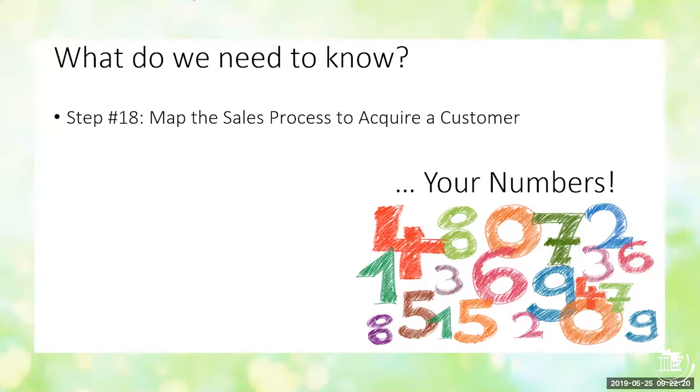Again, just like LTV, your numbers from this entire process are going to go into play for your COCA. But most importantly, the previous step, step number 18, mapping the sales process to acquire a customer, is going to be the lead up to the COCA in combination with that LTV. And all of those calculations, formulas, and steps to determine this can be reviewed in the book in depth, in detail, and in the workbook as well.